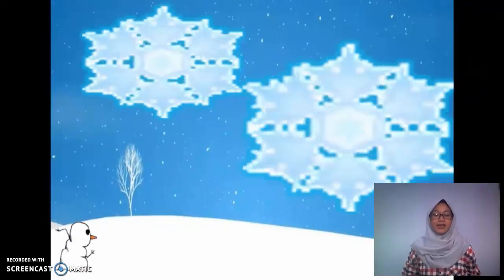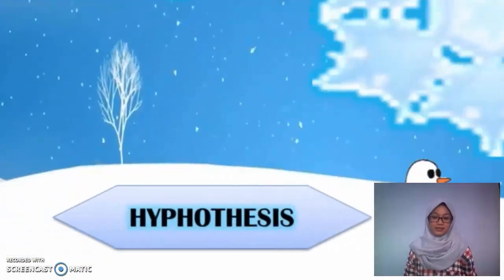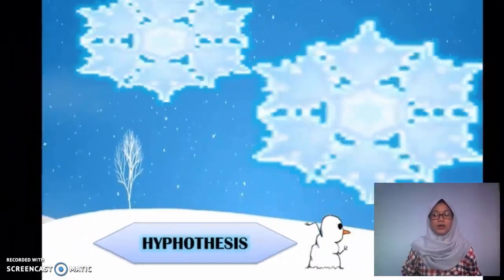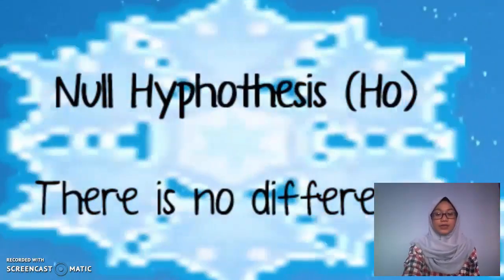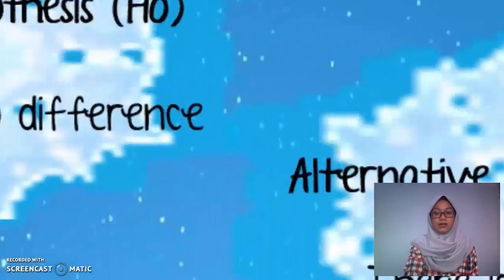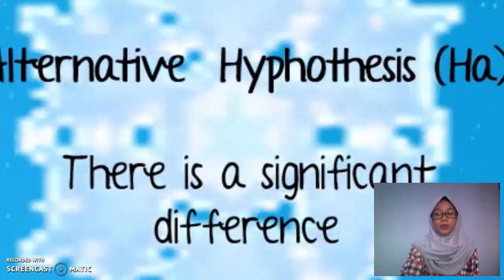Well, next is hypothesis. In this study, there are 2 hypotheses. The first is null hypothesis. It means that there is no difference between the boys' and girls' vocabulary mastery. And the second is alternative hypothesis. It means that there is a significant difference.